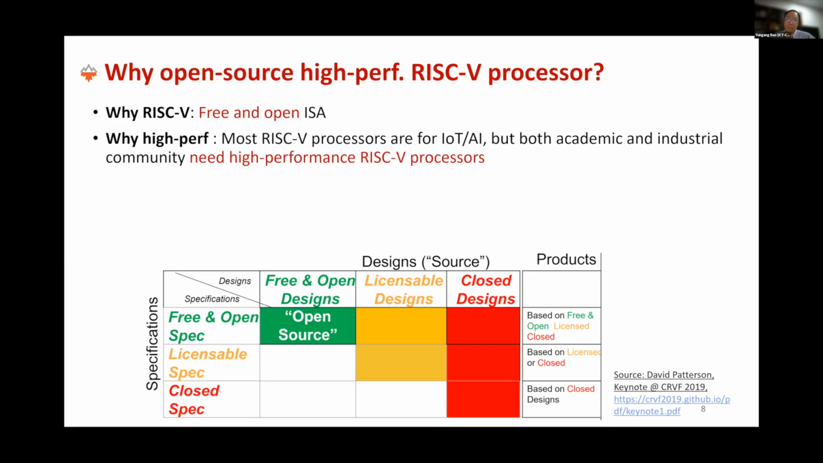Next is why we want to build a high performance RISC-V core. This is because we found that currently most RISC-V processors are only for IoT or AI applications, and most RISC-Vs are for embedded environments. But both the academic and industry communities need high performance RISC-V processors, for example, like the ARM Cortex-A76. This is a very typical high performance CPU core.